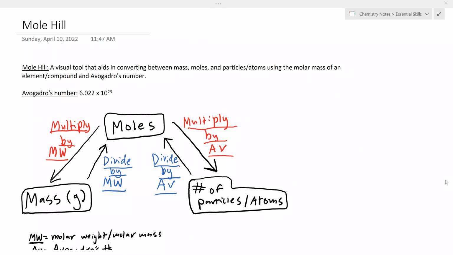Okay, so this is the video about the molehill. This also includes Avogadro's number, that's where this comes in. The molehill itself is a visual tool, as you'll see below, that aids in converting between mass, moles, and particles/atoms, using the molar mass of an element or a compound, as well as Avogadro's number.